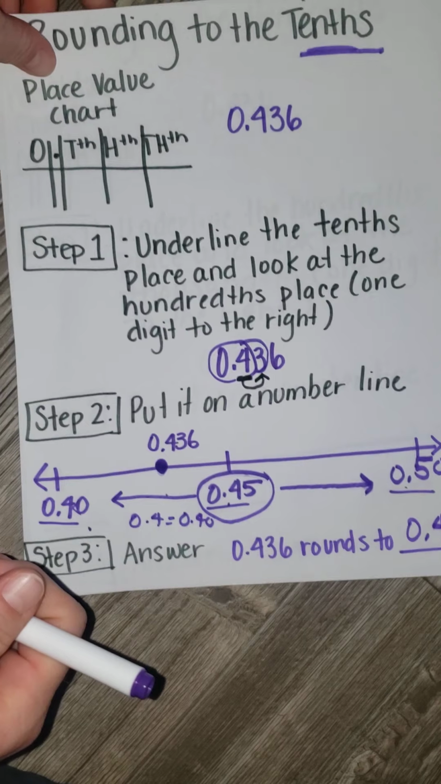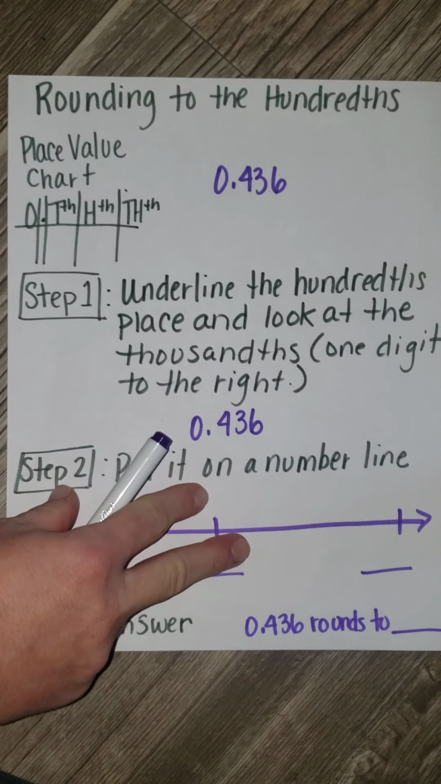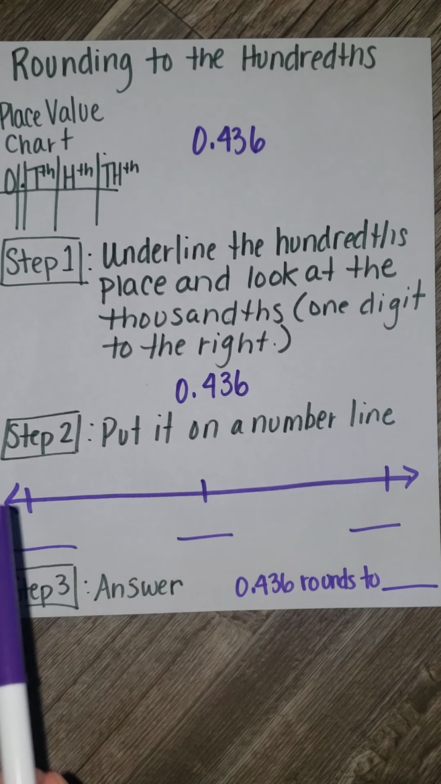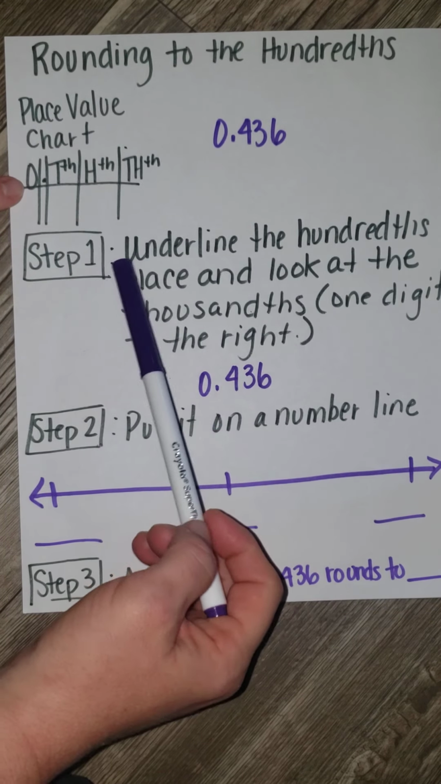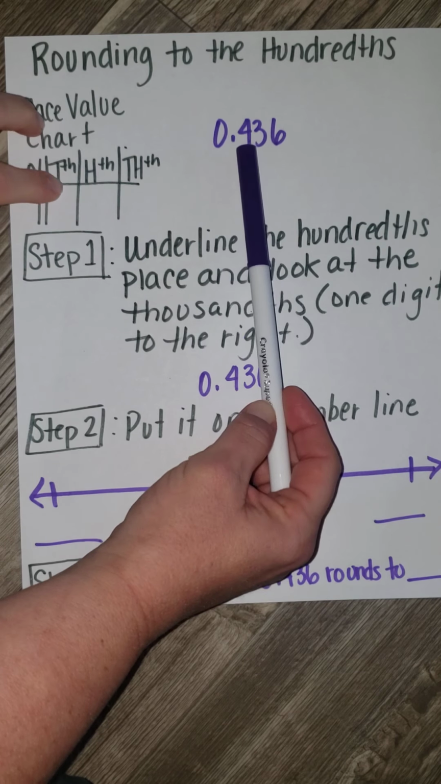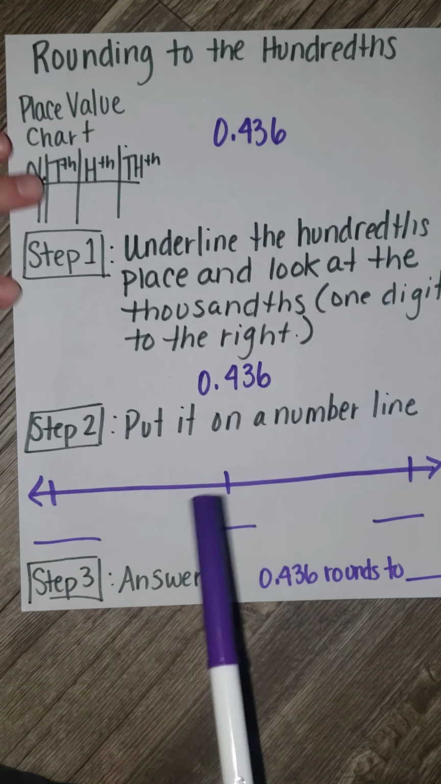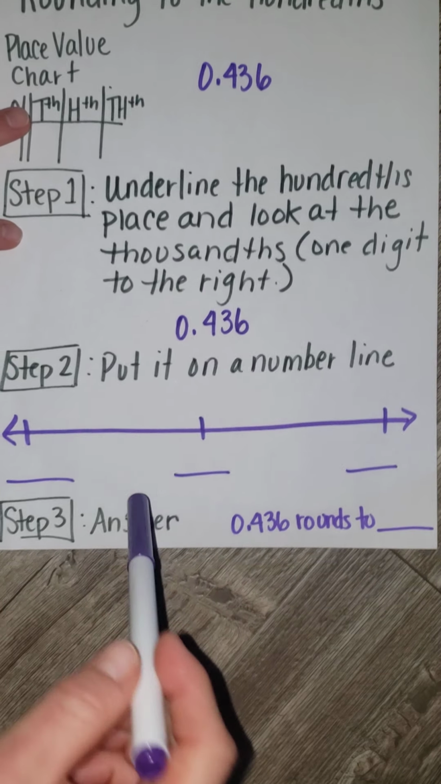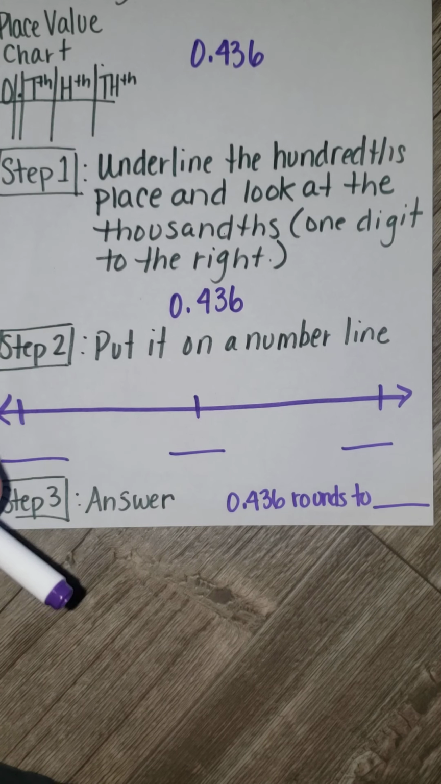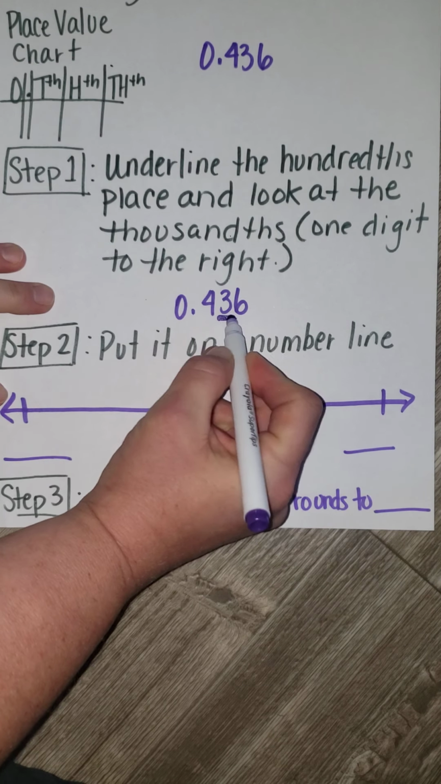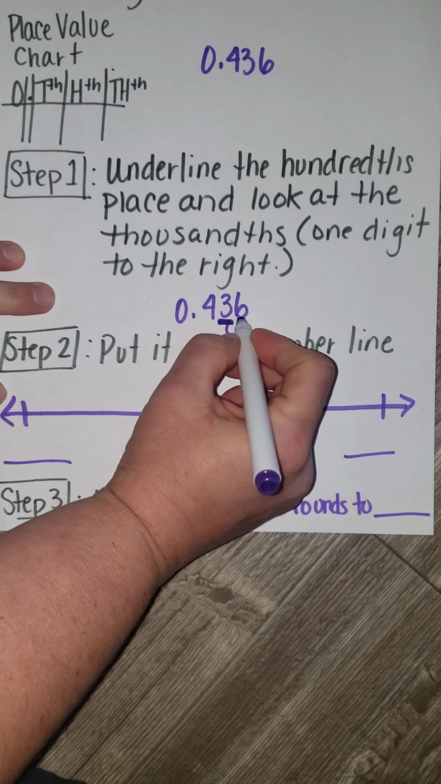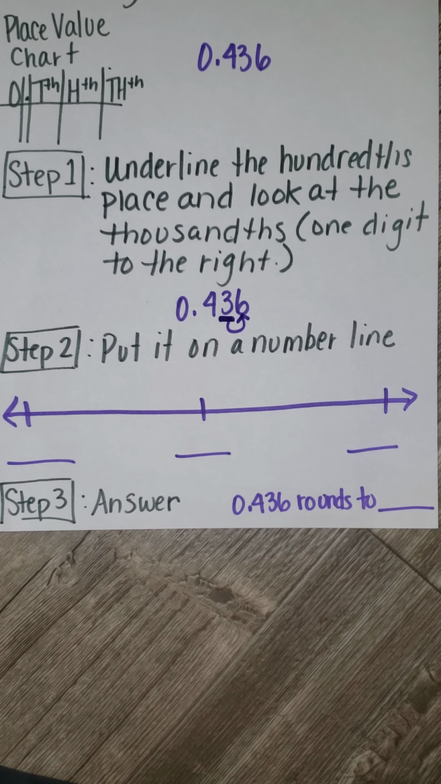So we're going to do the same number, but this next time we're going to round to the nearest hundredths. Again, same number, 436 thousandths, and same place values. So we have our ones, tenths, hundredths, thousandths. This time, since we're rounding to the hundredths, we're going to underline the hundredths place value. And if I look here, that's just 2 place values after the decimal. So 1, 2. And we're going to look at the digit next to it in the thousandths. Again, that number is going to tell me where on the number line this goes. So we're going to put it on a number line.